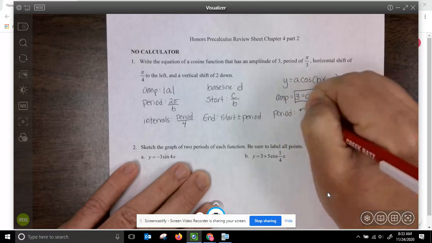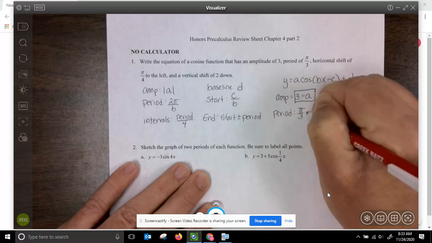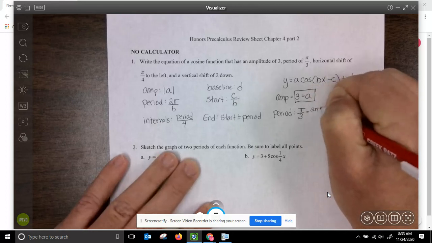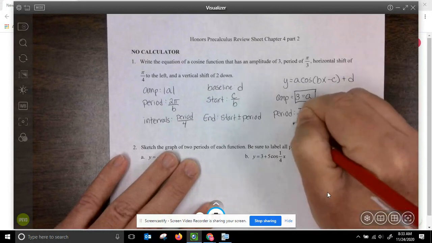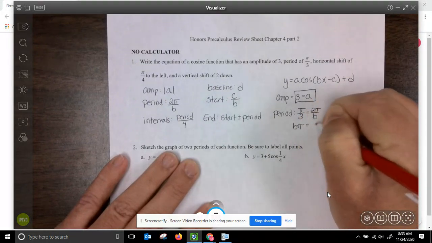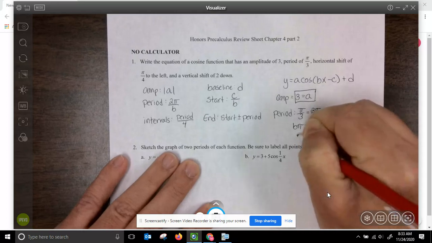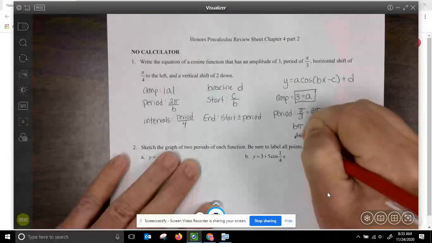All right, our period, which they tell us is pi over 3, we know is equal to 2 pi over b. We can now cross multiply, and we get b times pi is equal to 6 pi, so obviously b is equal to 6.